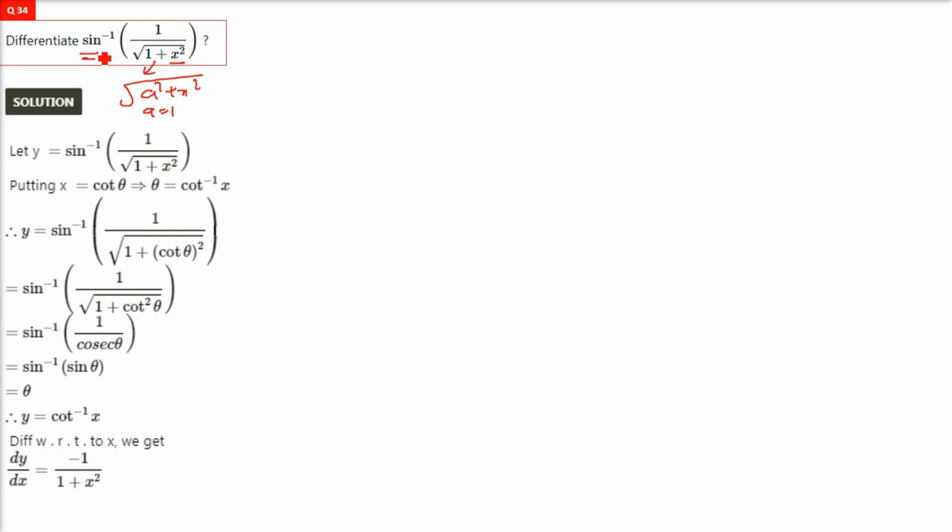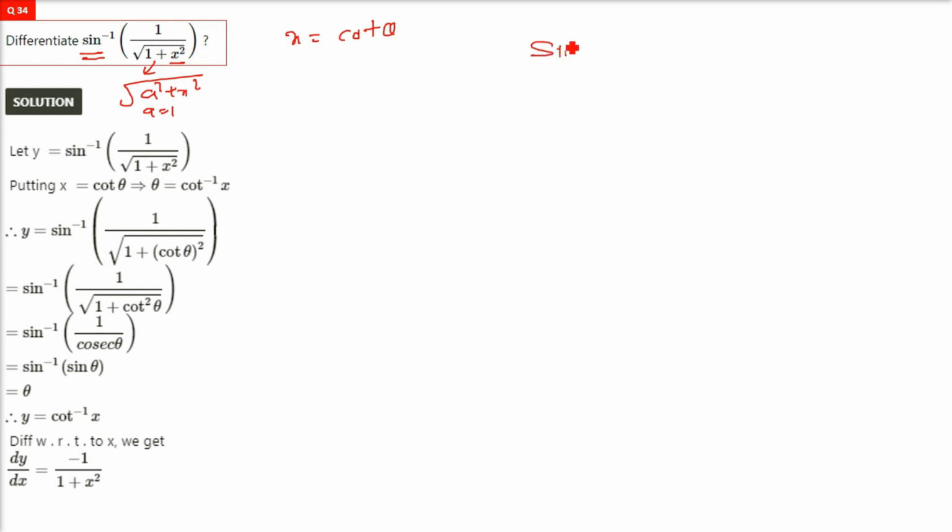Why are we not putting x as tan theta? Why are we putting x equal to cot theta? Just because we have a sine inverse outside. We need something inside that results in something with sine, and that can only be retrieved when we have x equals cot theta.